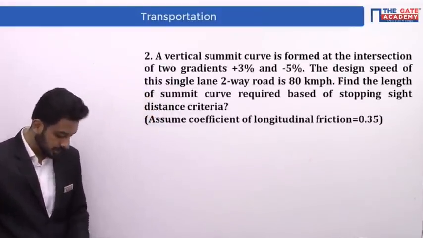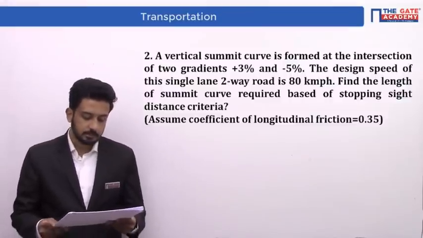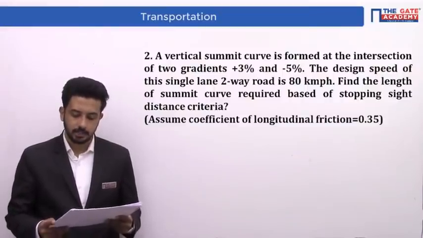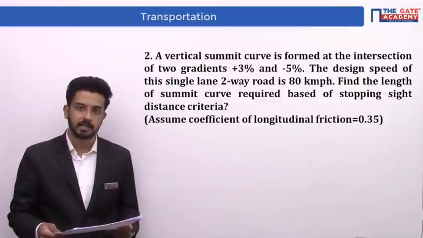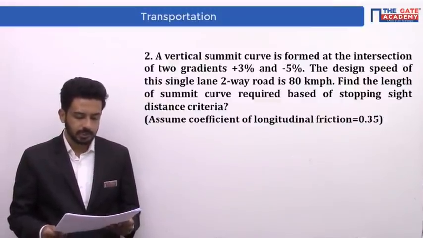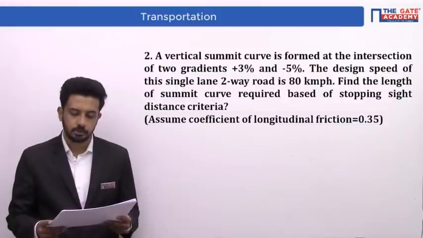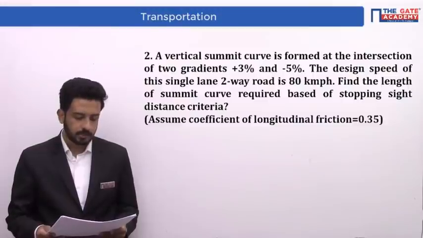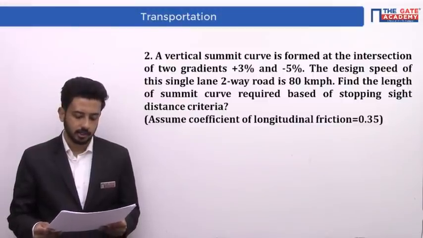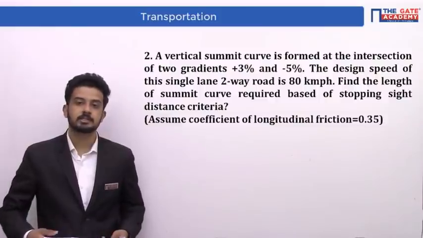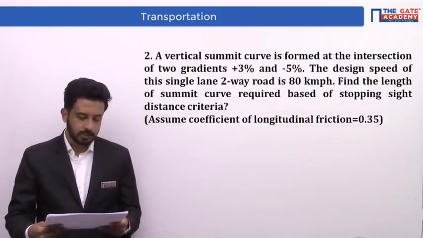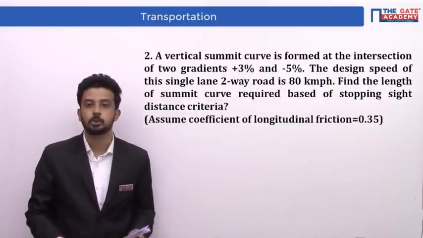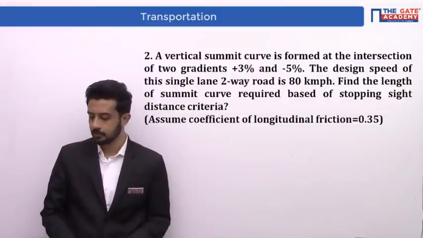So just read the question. A vertical summit curve is formed at the intersection of two gradients, plus 3% and minus 5%. The design speed of this single lane two-way road is 80 km/h. Find the length of summit curve required as per stopping sight distance criteria. They have also given that the coefficient of longitudinal friction is equal to 0.35. Okay.